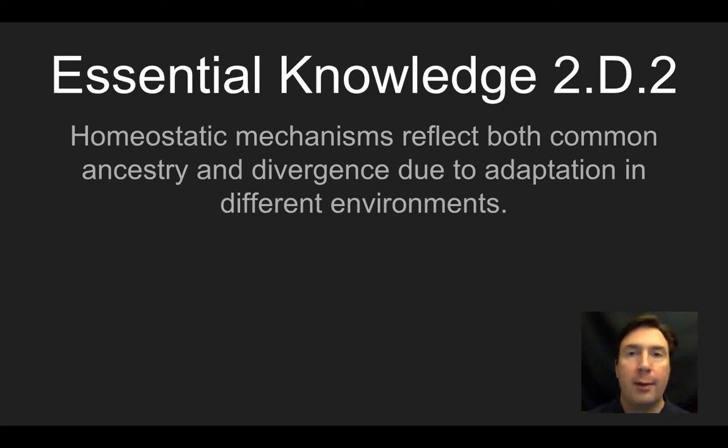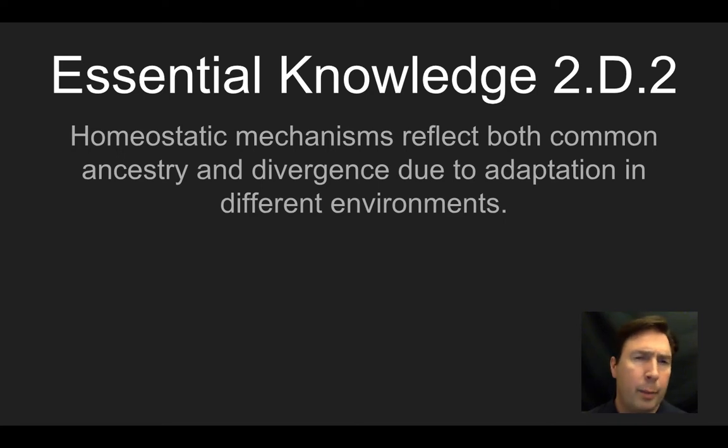Hey everybody, it's Mr. Matthew here for AP Biology Essential Knowledge Video 2D2. And in this video, we're going to specifically be looking at homeostatic mechanisms, and we're going to look at how those mechanisms may reflect common ancestry and divergence due to adaptations in different environments. We'll also look at the concept of convergence a little bit in the same environment.